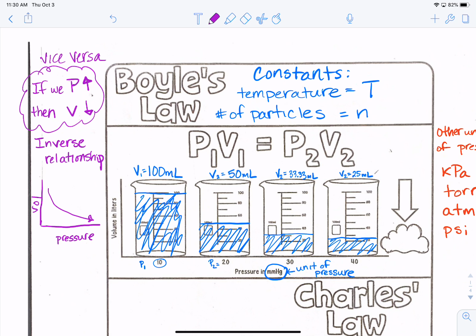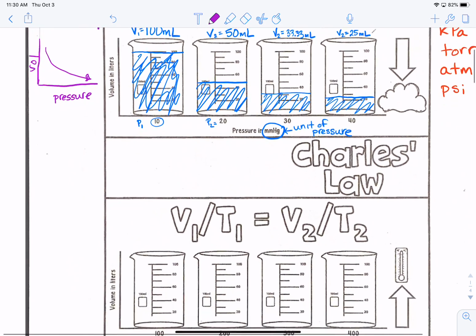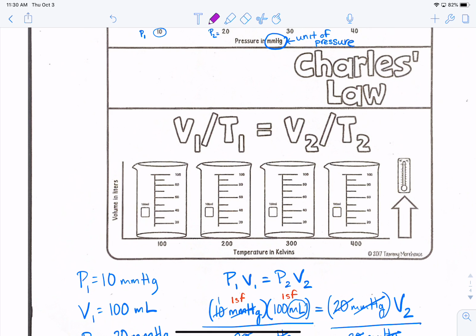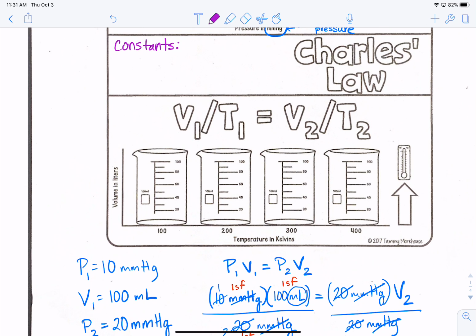Now we're going to look down at Charles' law. So Boyle's law, Mr. Boyle was credited with the relationship between volume and pressure. Mr. Charles here was credited with the relationship that happened between volume and temperature. So before we go any further, what is being held constant? What is not changing if you look at Charles' law? Who has an idea about what's not changing?